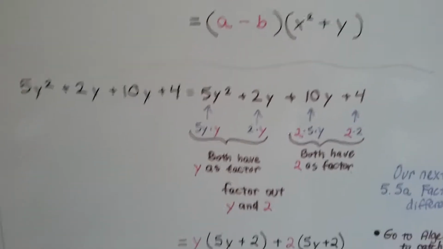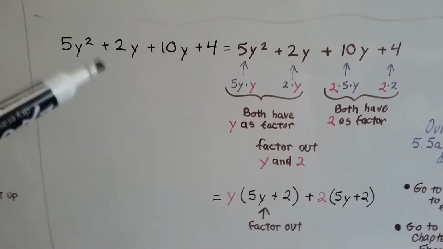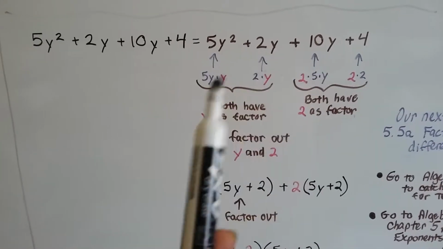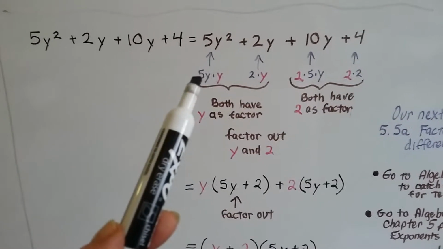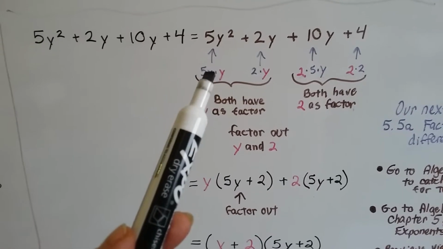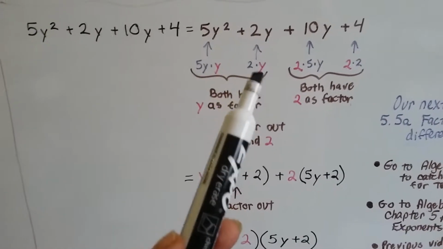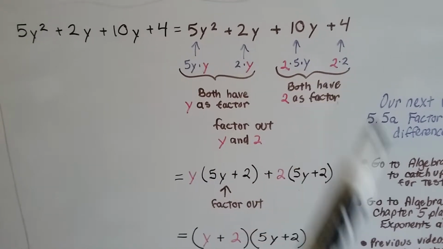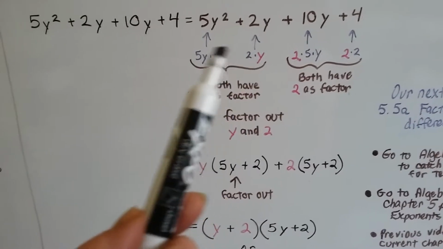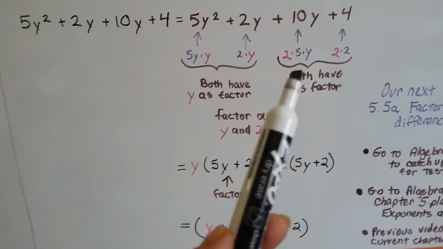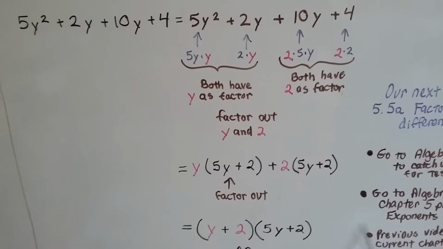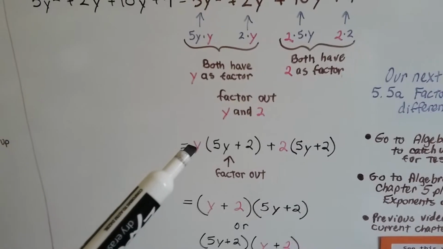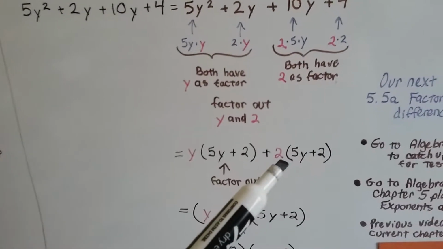Let's try it again. This is the one we broke open with FOIL at the end of the last video. We're going to split it into 2 sides, okay? We got 5y squared, which is 5y times y. We've got a 2y, which is a 2 times y. This is a 2 times 5y, and this is a 2 times 2. Both of these have y as a factor, so that could be factored out. Both of these have 2 as a factor, so that could be factored out. We're going to factor out the y and the 2. We put the y in the front of the parentheses, we put the 2 in the front of the parentheses.